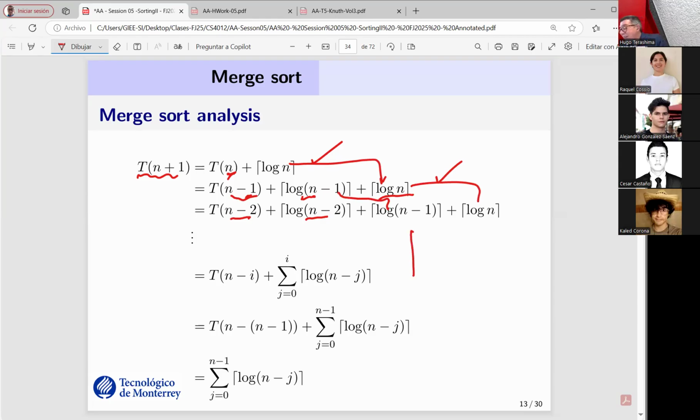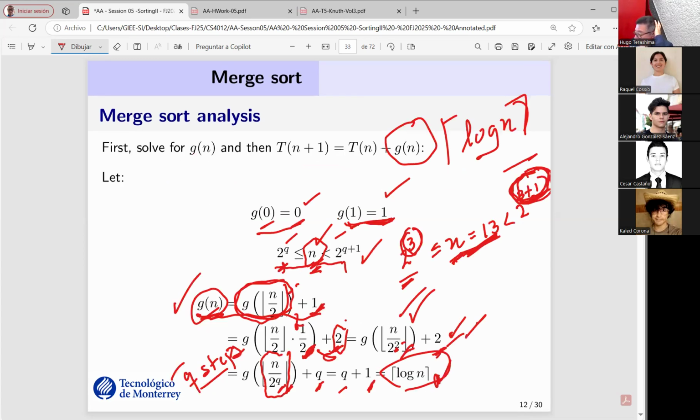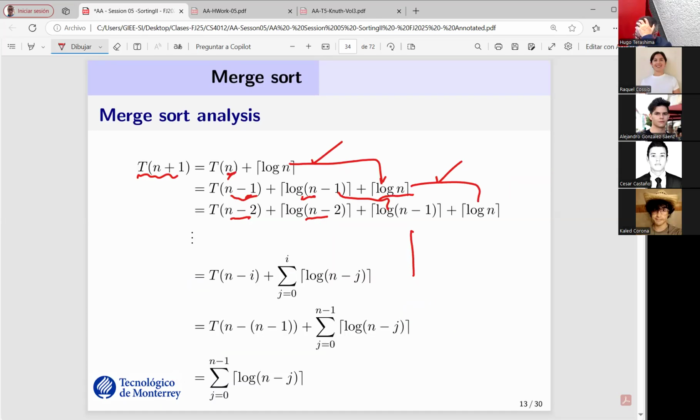Is that log base 10 or base 2? Base 2. Usually what we use here is log base 2. And it's base 2 because we had a kind of binary tree in these operations that we are using, right?